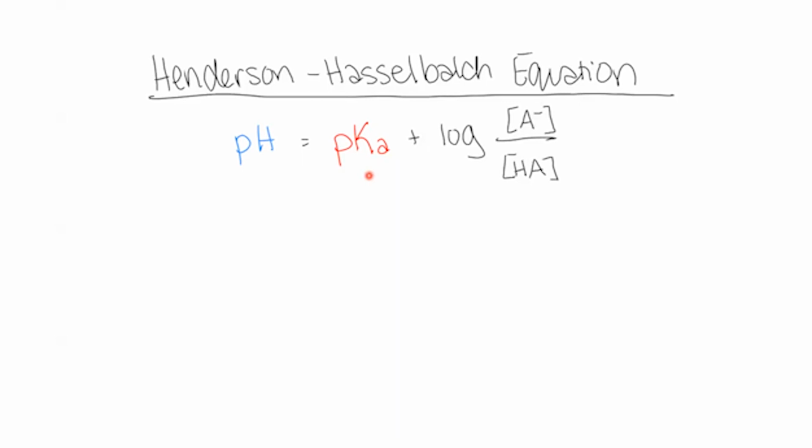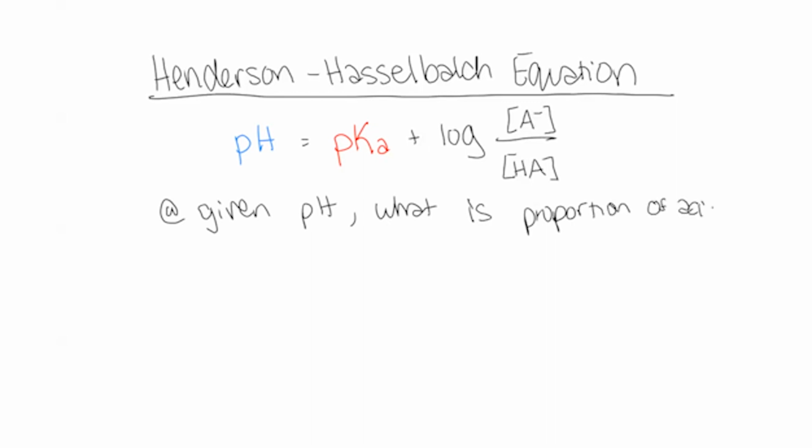The Henderson-Hasselbalch equation is going to let us answer questions such as, at a given pH, what is the proportion of acid and base? And if we know the concentration, we can then also multiply the proportion by the concentration to get the actual concentration of each.